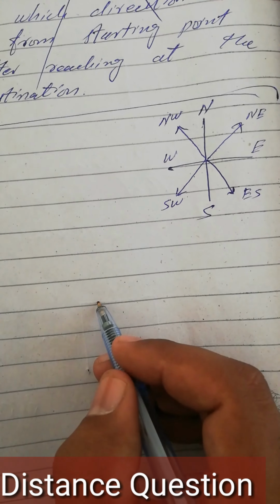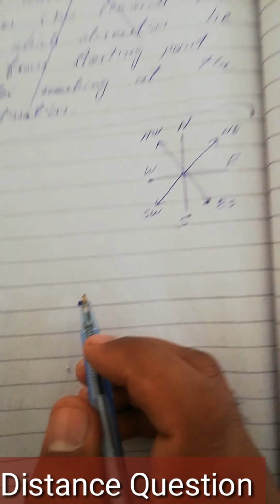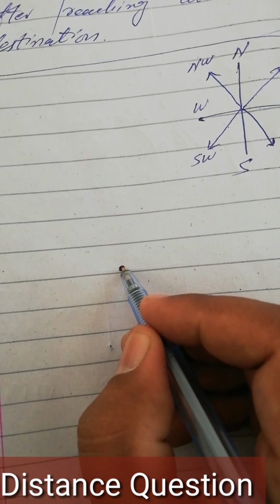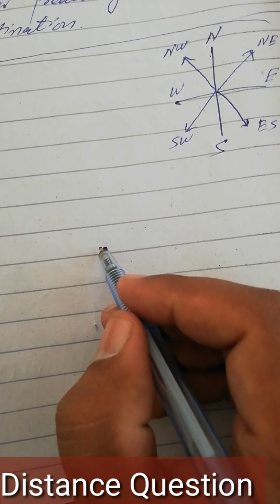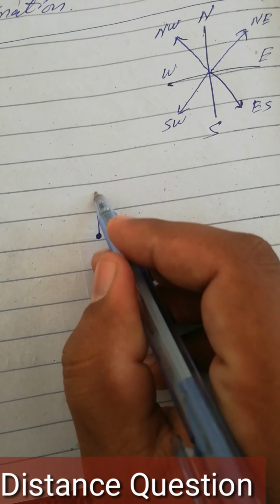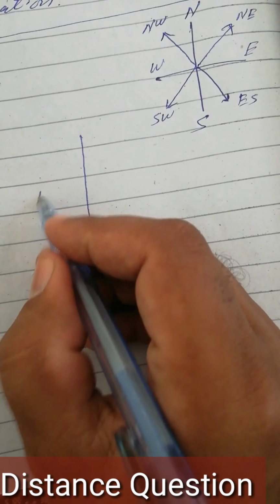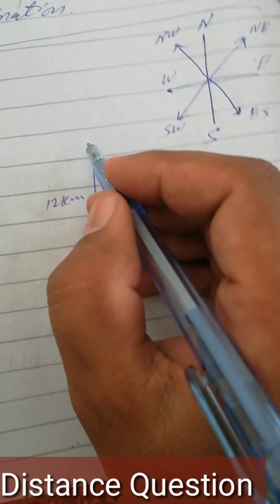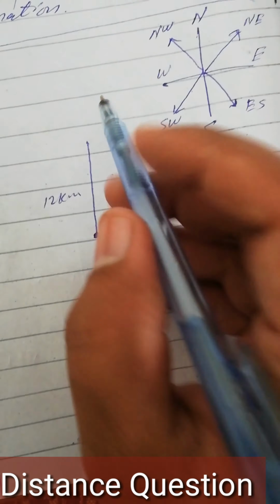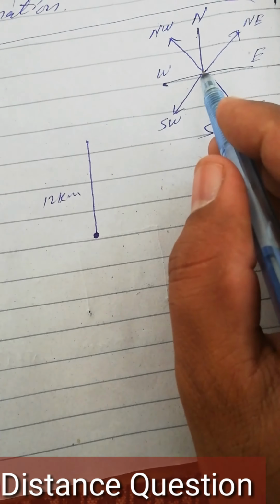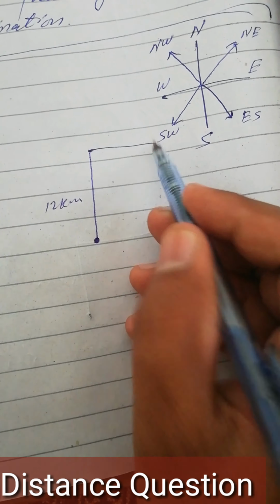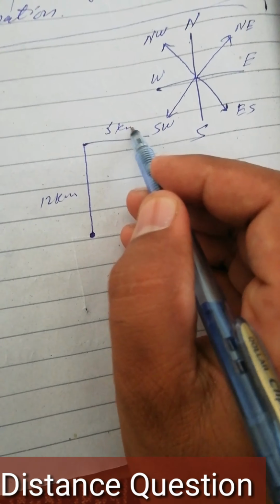So in this question, Rubab starts from a point, and this is the point from where Rubab starts. Firstly, he moves 12 km toward north, so we draw a line of 12 km toward north. Then he turns east and goes 5 km. Here is the east, so we draw the line in the east direction, 5 km.